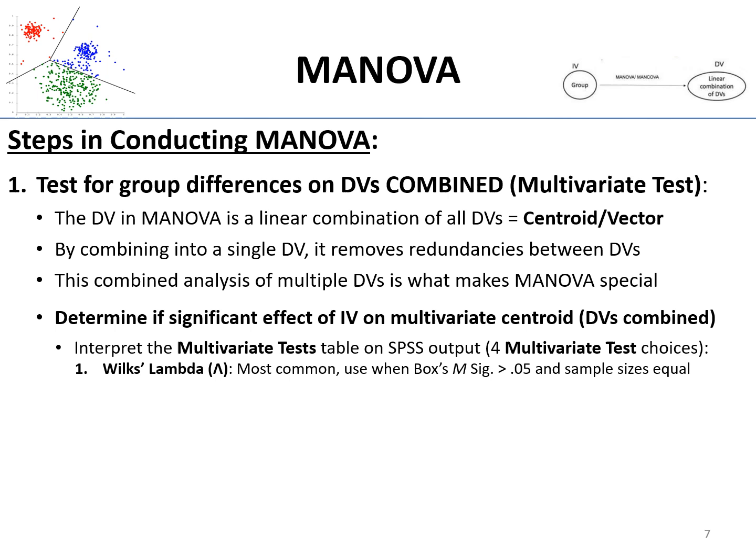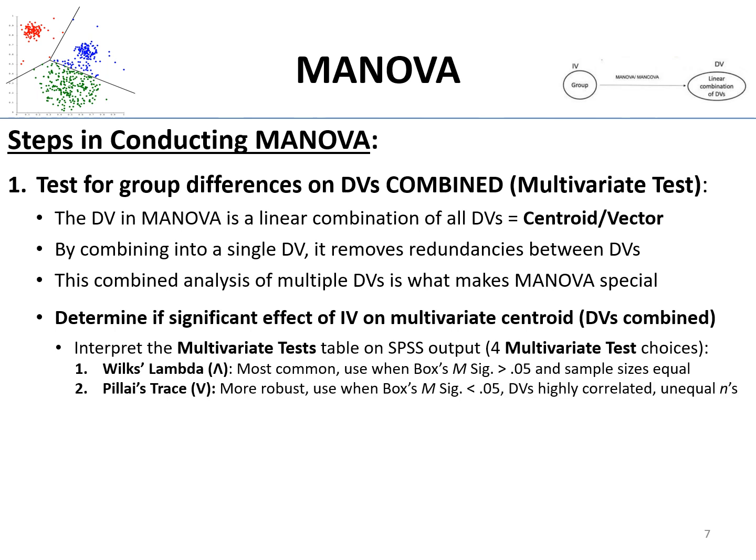The first one is Wilks lambda. Wilks lambda is the most common multivariate test. Use it when in particular, your Box's sig is greater than 0.05, so you've met the covariance matrices assumption, and you've got equal sample sizes.